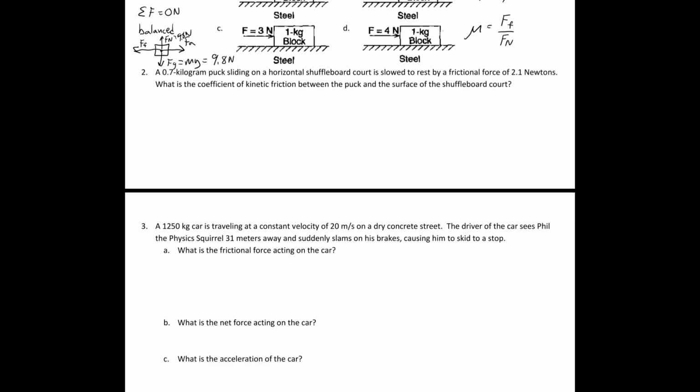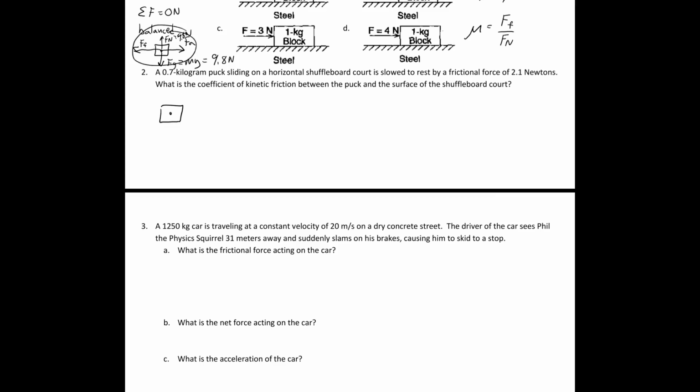What is the coefficient of kinetic friction between the puck and the surface of the shuffleboard court? This is almost identical to the problem we did in class, but we could do it again. Or you could look back in your notes and try to figure it out on your own. Before we write the givens, I always like to draw our free body diagram because it's important in this case. You really have to think about what forces are acting on it.